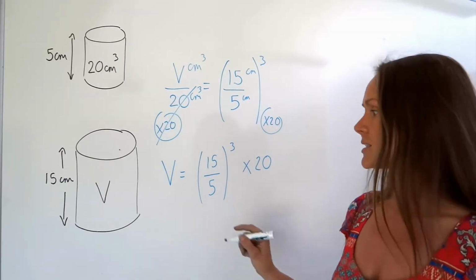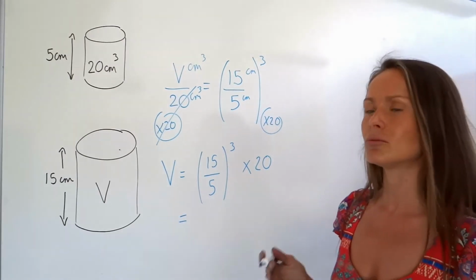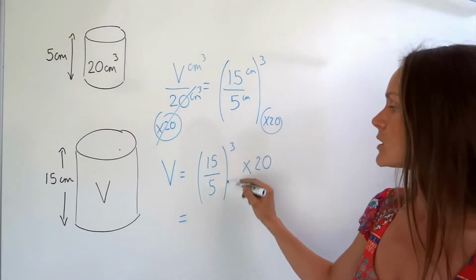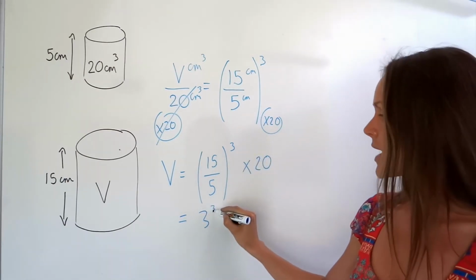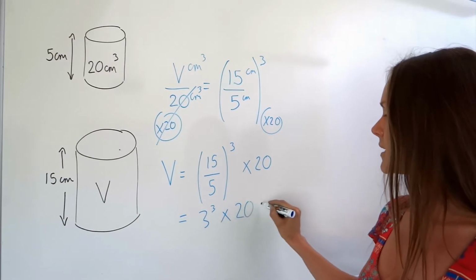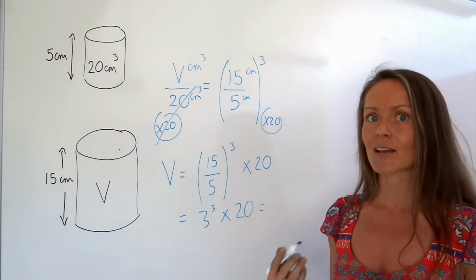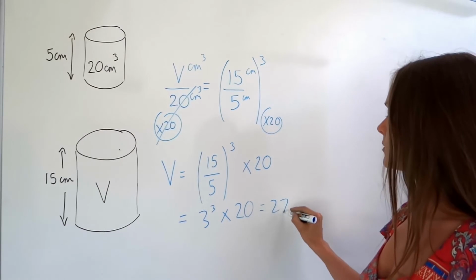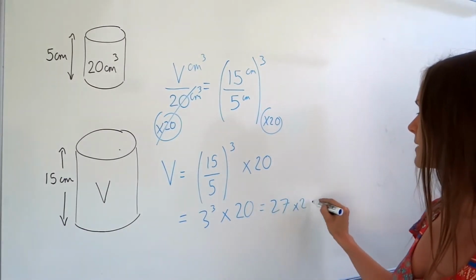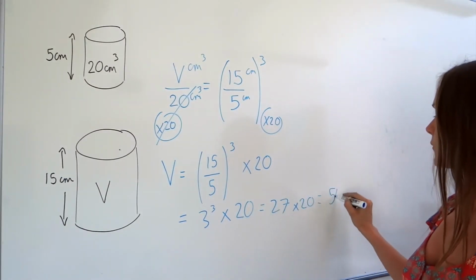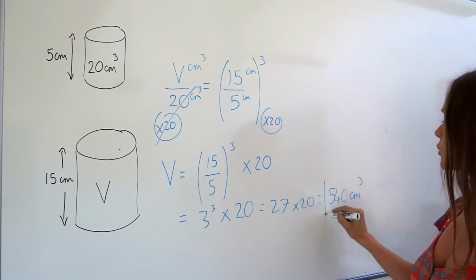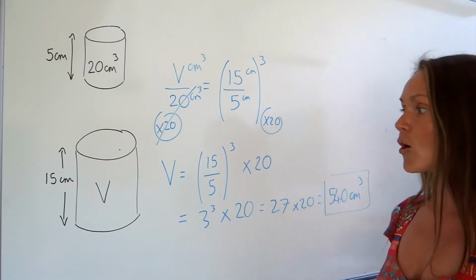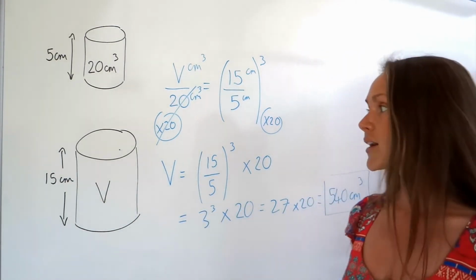I'm going to have a go at doing this in my head because I don't think it's too tricky one here. So I've got 15 divided by 5, which is 3. Don't forget we've got to cube that number, and then I have to multiply by 20. Well, 3 cubed is 3 times 3 times 3, which is 27. Then I need to multiply by 20, which gives me 540, not forgetting the units, it's centimetres cubed. So I've worked out the volume of the larger cylinder. Okay, on to example number 2.